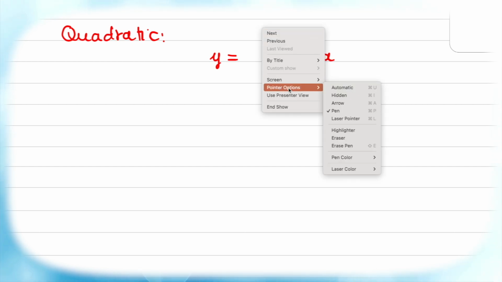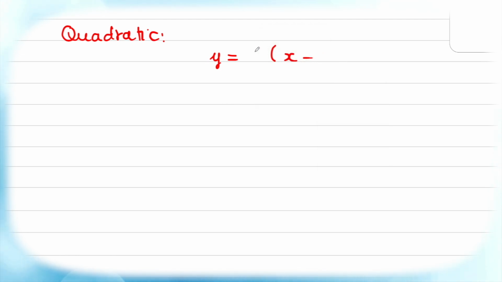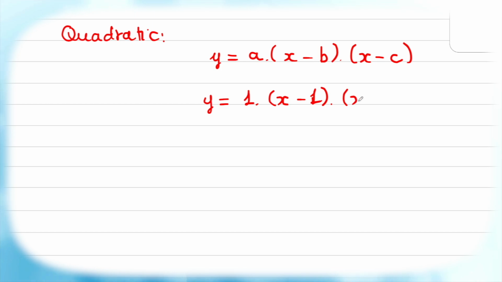In this video, I want to tell you how you can draw a parabola using the factorizing form of a quadratic equation. About quadratic equations, we have at least 3 forms for a parabola, and for this one, I want to use factorizing. The factorizing form looks like a multiplied by (x minus b) multiplied by (x minus c). The example we have here is 1 multiplied by (x minus 1) multiplied by (x minus 2).